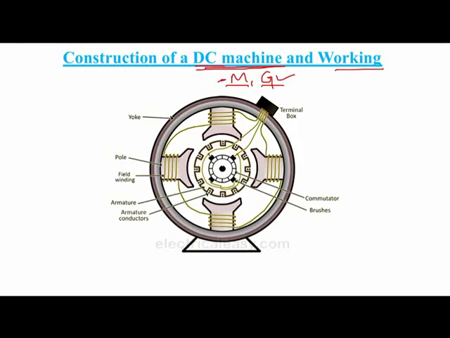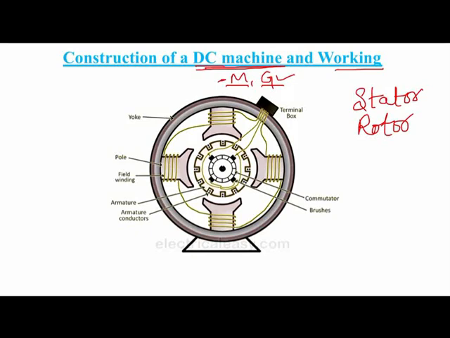First of all, let us understand the main parts of this DC machine. The basic constructional parts of a DC machine are two main parts: one is the stator, one is the rotor. The stator is the stationary part of the DC machine, and the rotor is the rotating part.